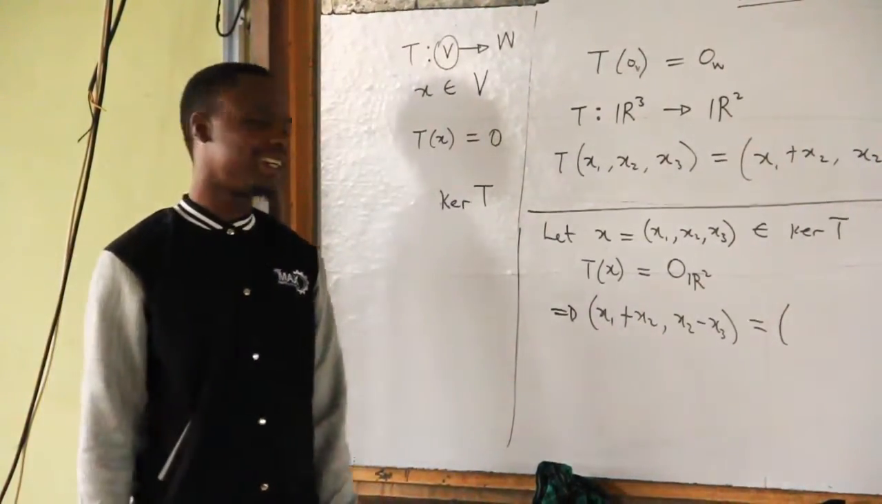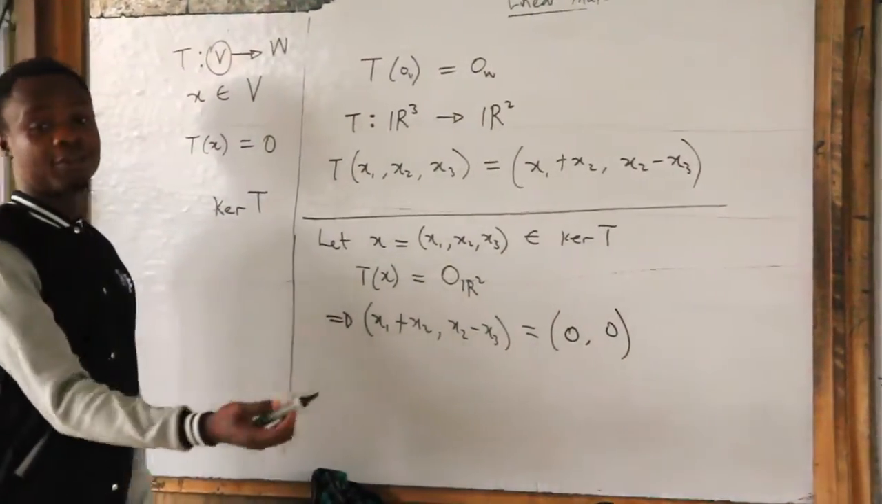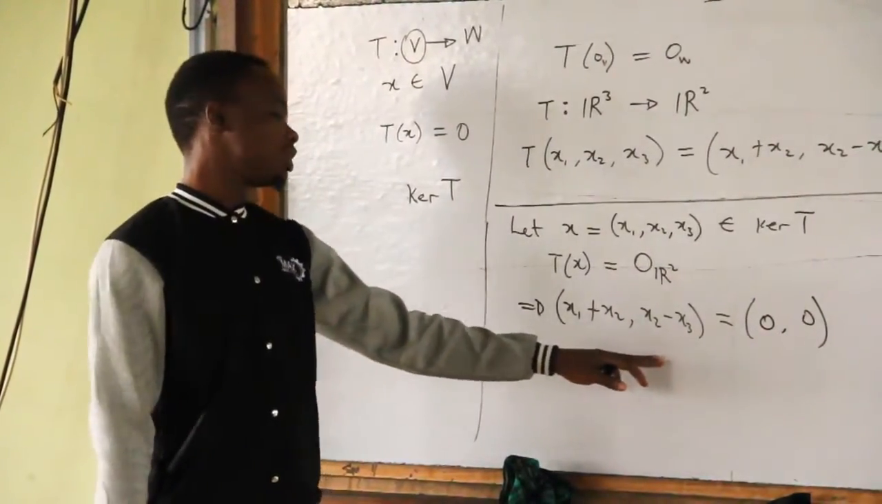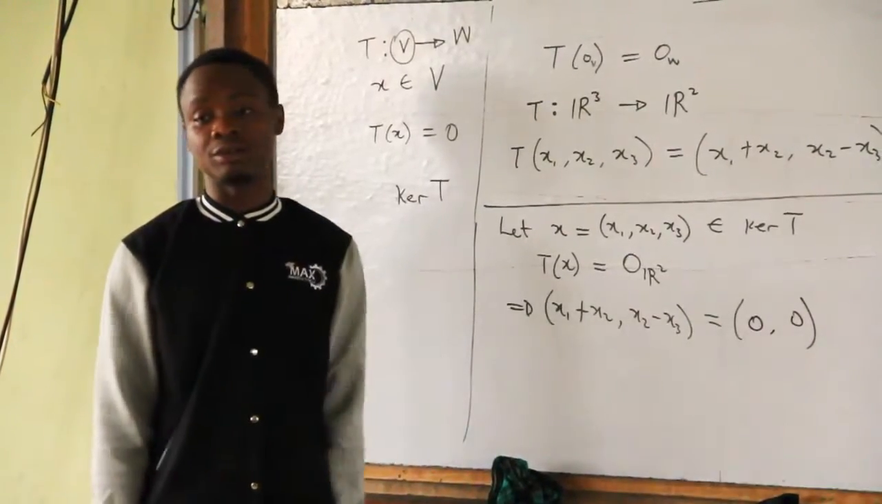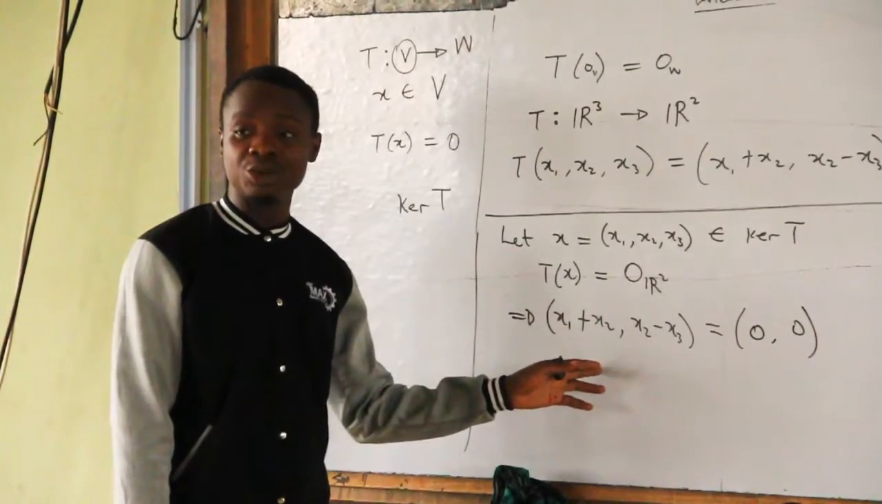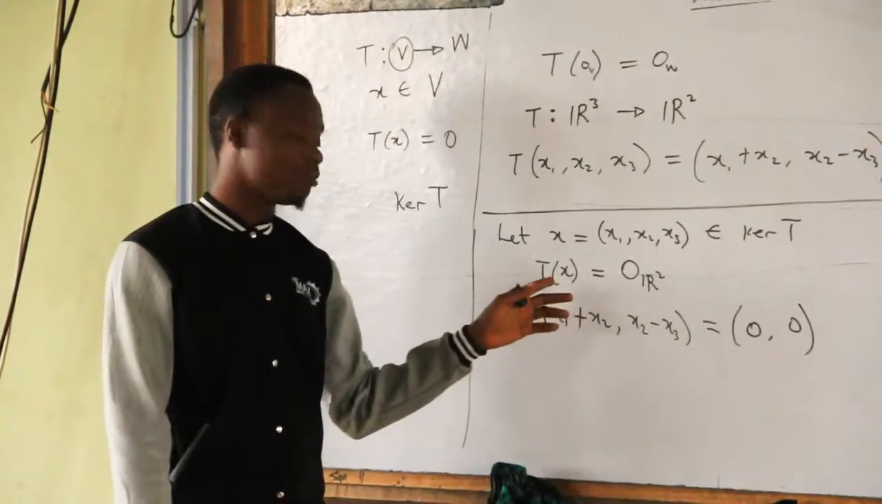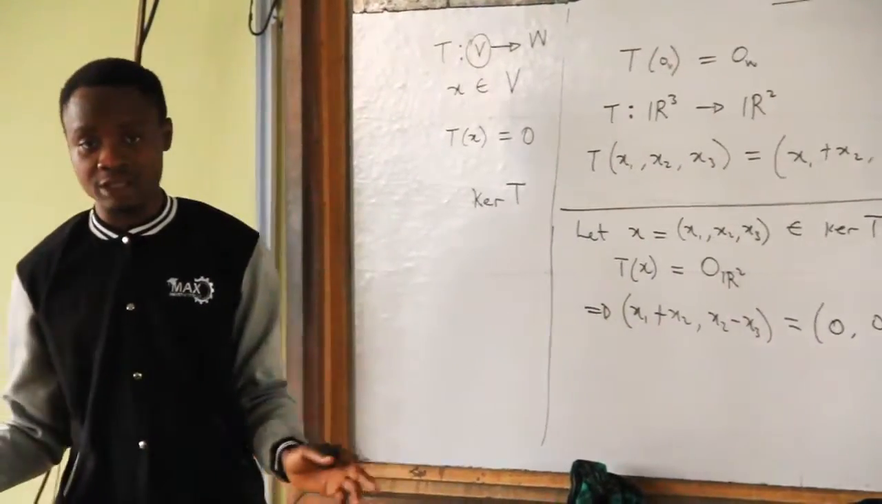This is 0, 0. So we want to find what will be the condition under which this will give us that. Definitely 0 is a member of ker T. So ker T can never be empty. Do you understand that? You are dealing with a linear map. Ker T can never be empty. The 0 element is always there. Is it making sense to you?